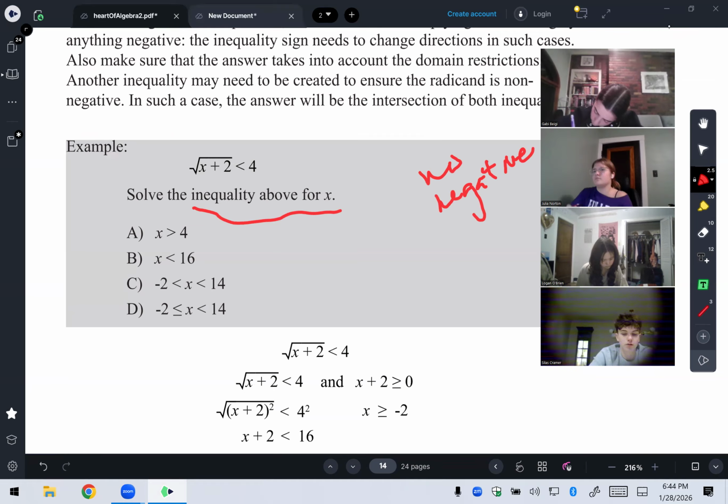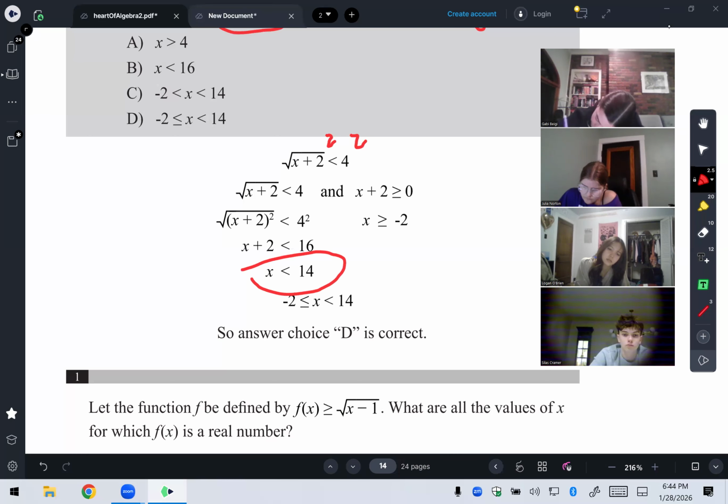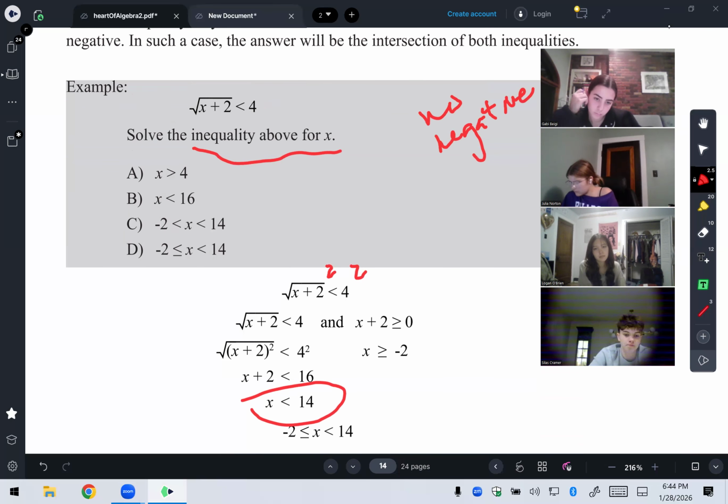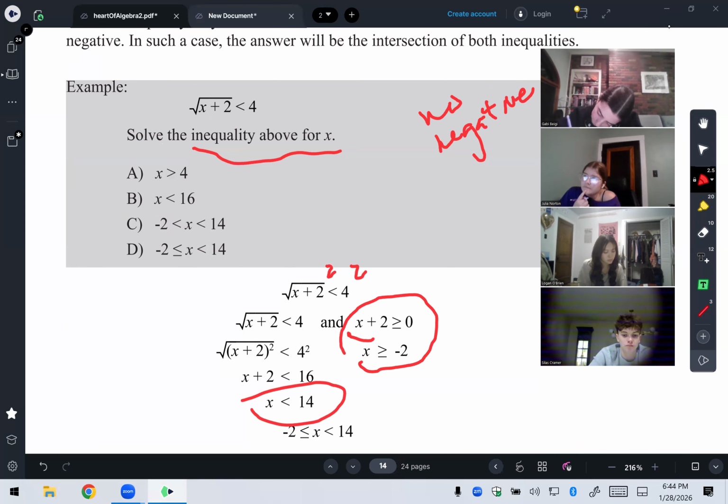So if I have x plus 2 is less than 4 and I square both sides, I'm going to get x plus 2 is less than 16. So x is less than 14. However, I can't have a negative here. So x plus 2 has to be greater than or equal to 0. So x has to be greater than or equal to negative 2. And so the answer for this one will be D.